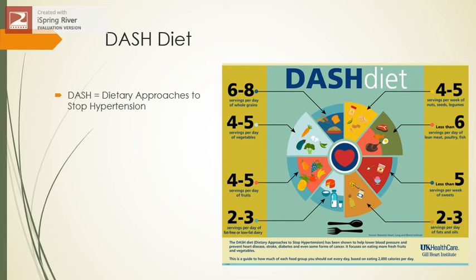So you can see in this cartoon, I guess it is, the DASH diet recommends 6 to 8 servings per day of whole grain, 4 to 5 servings of vegetables, 4 to 5 servings of fruit, and 2 to 3 servings of fat-free or low-fat dairy, 4 to 5 servings per week of nuts, seeds, and legumes, less than 6 servings per day of lean meat, poultry, and fish, less than 5 servings per week of sweets, and 2 to 3 servings per day of fats and oils, but they recommend healthy fats and oils.